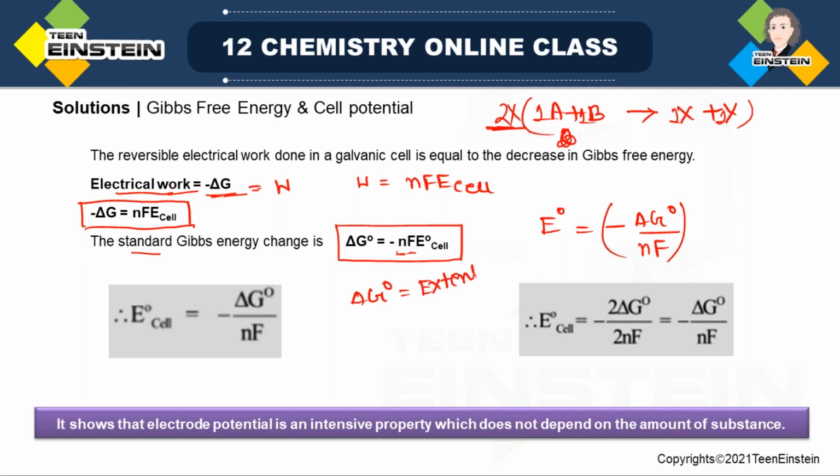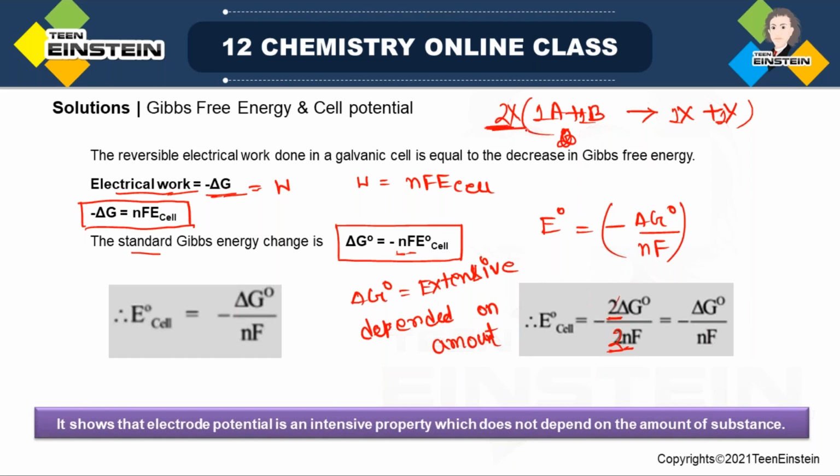Now, these terminologies, extensive property and intensive property, you find in thermodynamics. What is the meaning of extensive? It is dependent on the amount of matter. But if it is intensive, then it is not dependent on the amount. So del G naught is extensive. When you multiply the reaction by 2, you also have to multiply del G by 2, and you also have to multiply n by 2, because if n moles are involved and you have multiplied by 2, this also gets multiplied by 2. So ultimately this 2 is cancelled.